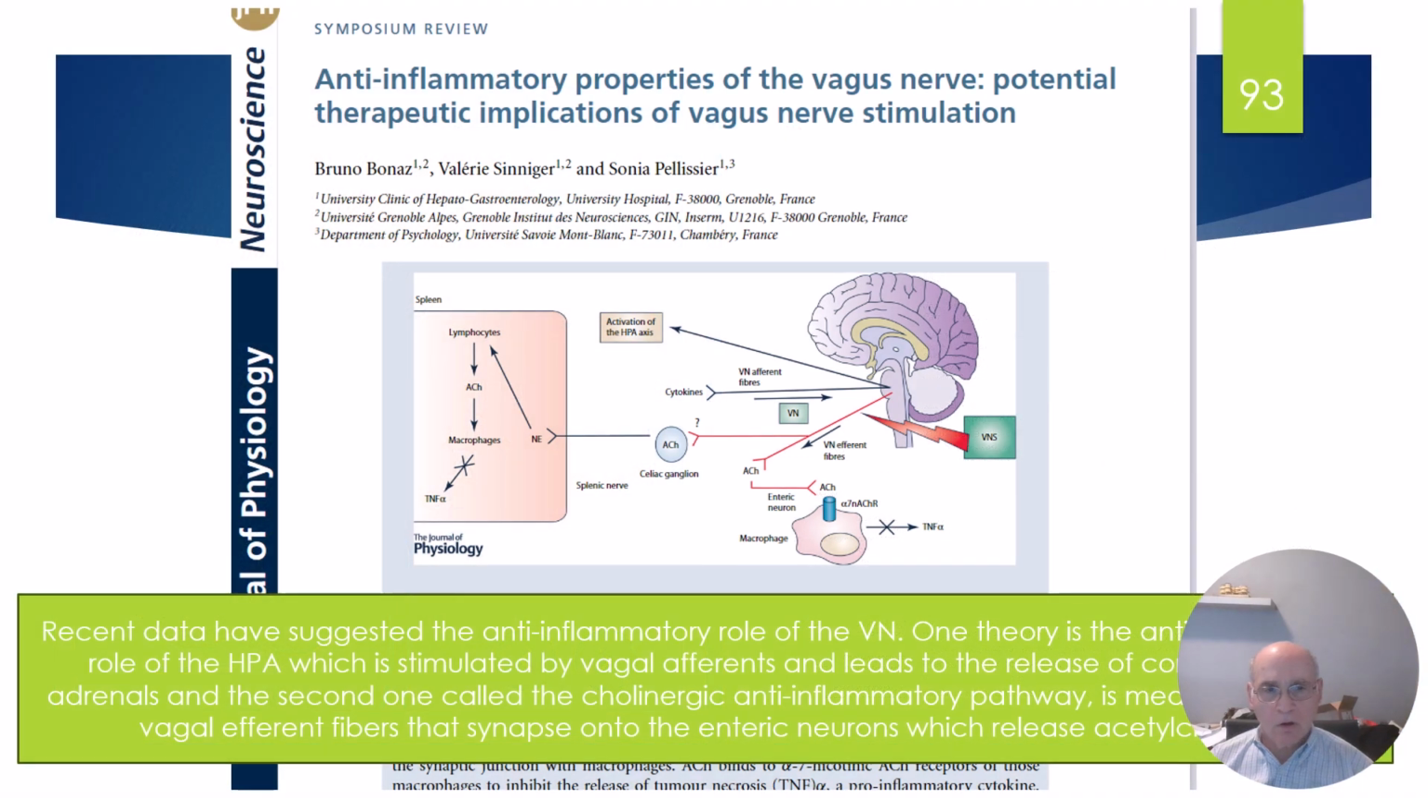And this is an article that shows the anti-inflammatory properties. So remember I said the vagus really has 2 effects. It's an anti-inflammatory, and at the same time it works on the immune system. So recent data has suggested that there's an anti-inflammatory role of the vagus nerve. One theory is that the anti-inflammatory role of the HPA axis, which is stimulated by vagal afferents and locals in the release on the adrenal glands. And the second one is, as I said, it has an affinity for receptors on macrophages. So it has an immune effect and an anti-inflammatory effect by doing this.